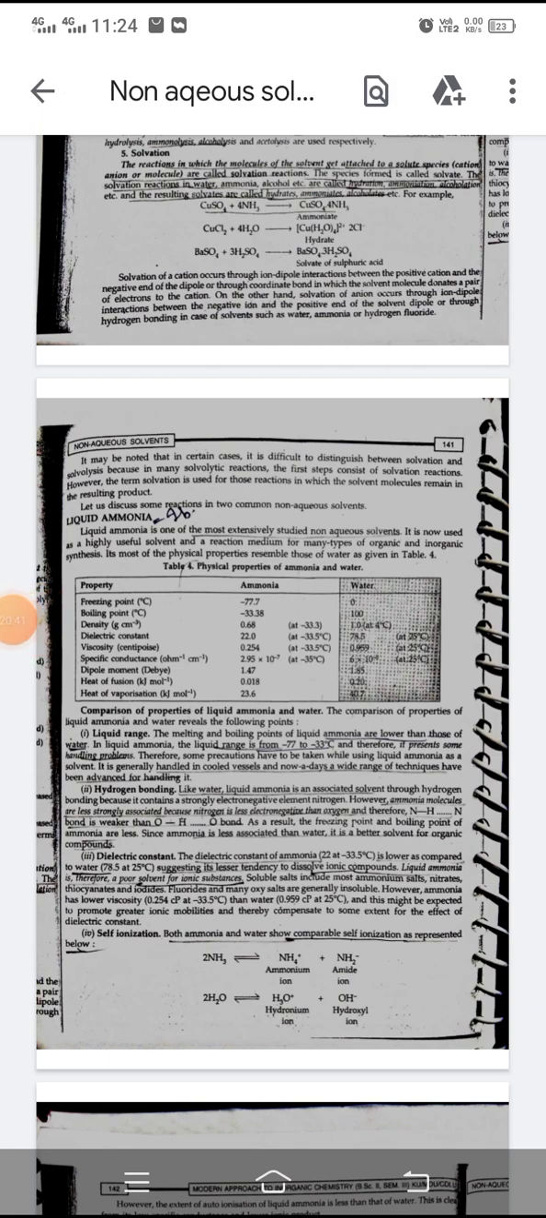It may be noted that in the case of solvents like water, ammonia, alcohol, acetic acid, etc., the terms hydrolysis, ammonolysis, alcoholysis and acetolysis are used respectively.